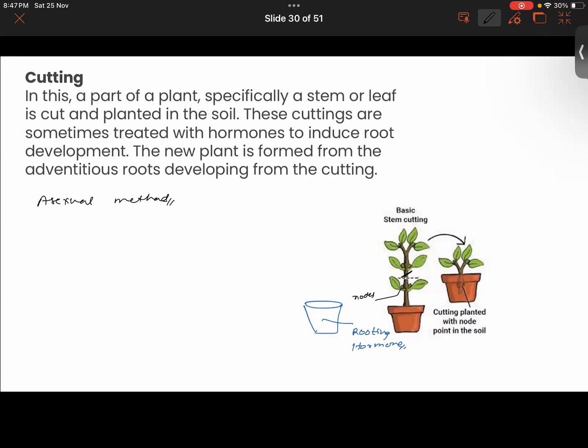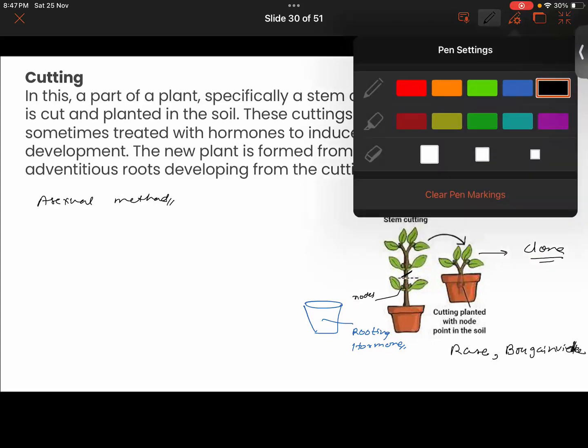So in common language, it is called a clone. Here, the second part is basically cut from the original parent plant. Both of them are clones of each other. So we do it for plants like roses, right? We do it for bougainvillea also. It is done for this plant also. Let me rewrite that.